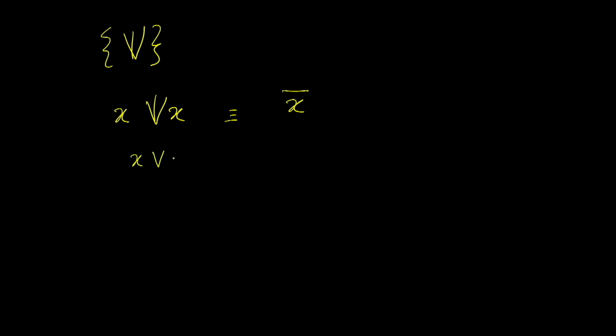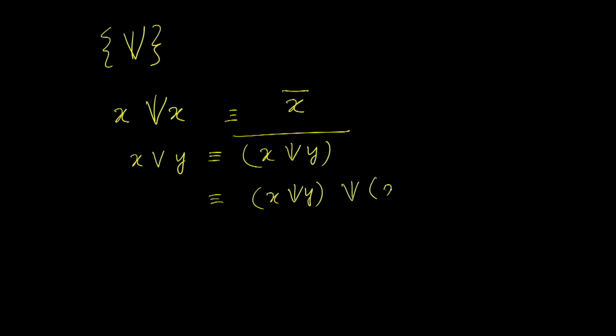Similarly, x or y is nothing but x NOR y complement. And we have just seen that complement can be synthesized using NOR. Therefore, this also can be expressed in terms of NOR. x NOR y, NOR x NOR y is what x or y is. Therefore, this is also a complete set of connectives.